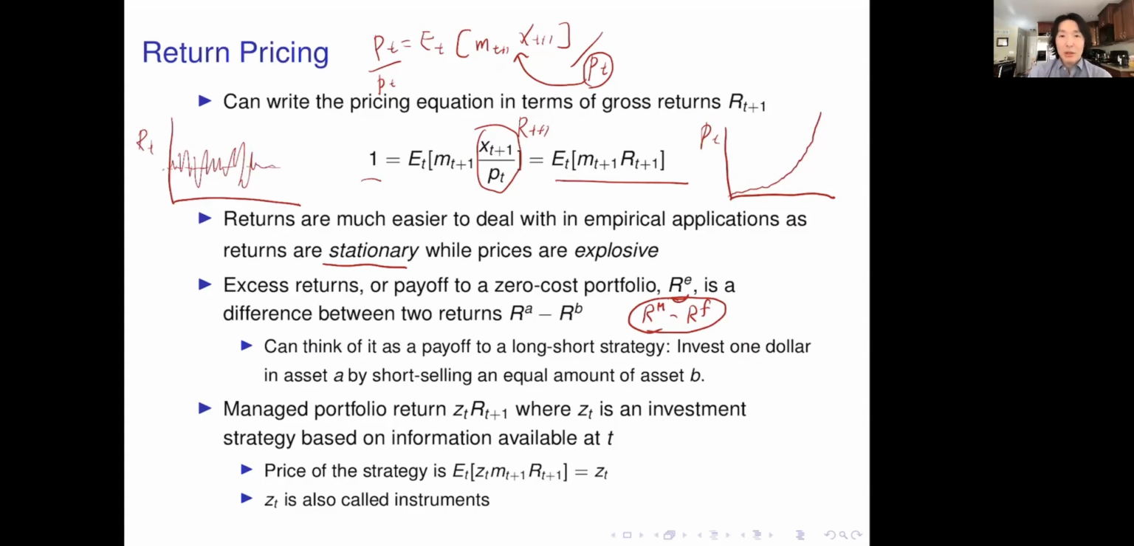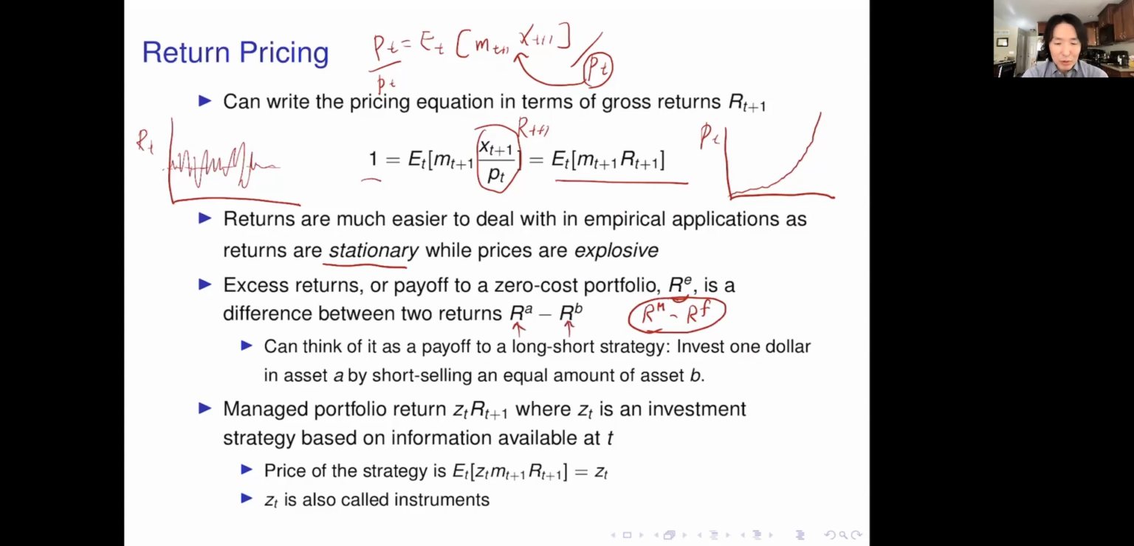즉 이 excess return은 어떤 의미를 가지냐면요. long short strategy, long short 하는 투자 전략과 같은 종류의 리턴을 가져오게 돼요. 즉 앞에 있는 여기 이 같은 경우에는 A라는 리턴을 long 하는 거고 B라는 리턴을 short 하게 되는 거예요.